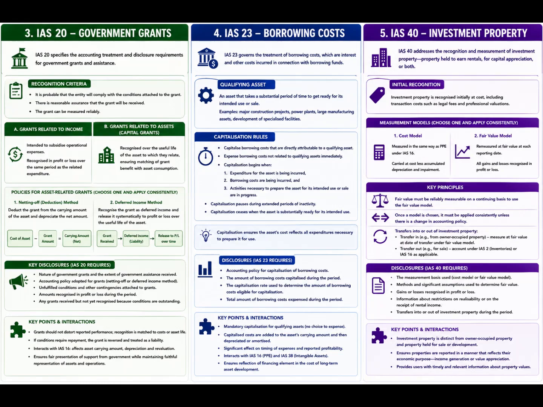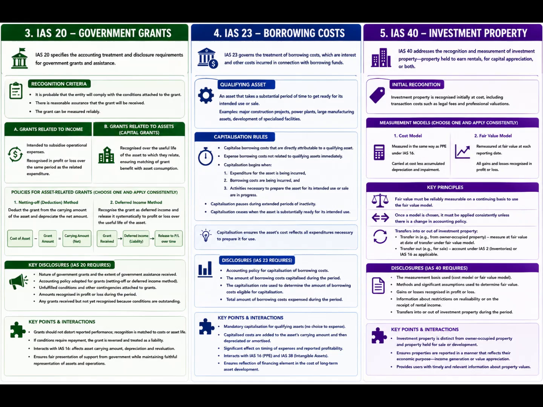The notes highlight that consistent policy application is essential to maintain comparability and transparency. The topic prepares candidates to justify grant recognition timing and policy selection in scenario-based exam questions. The topic further emphasizes that IS 20 requires clear disclosure of both the nature of government grants and the extent of government assistance received. Entities must provide information that helps users understand how grants have affected the financial statements, including any unfulfilled conditions or contingencies attached.